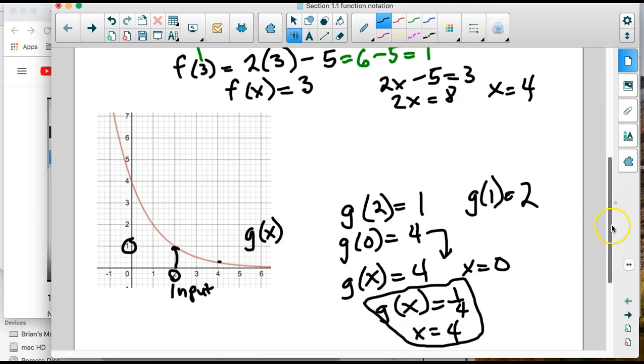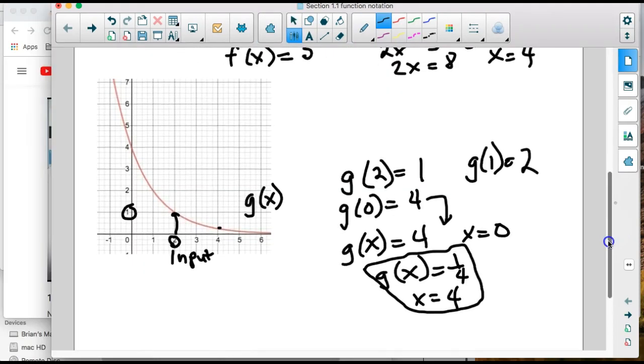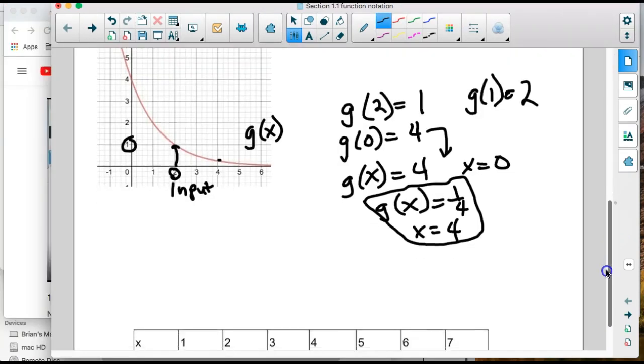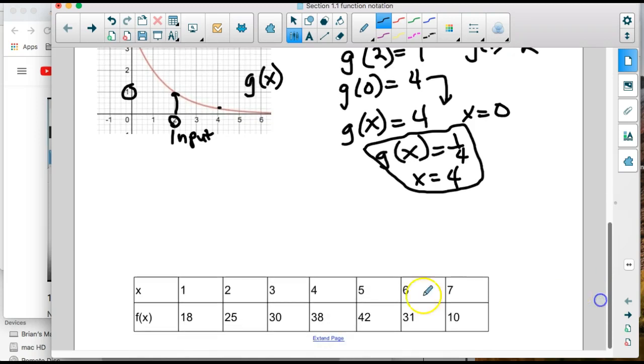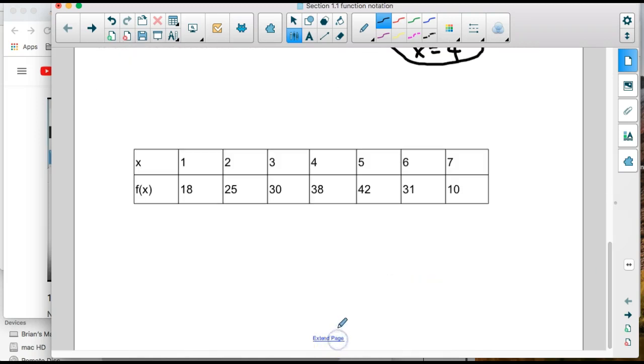Okay. The third type of evaluation that we're going to be doing is using a table. So in this one, we have a table of values with f of x. We can evaluate any f value from 1 to 7. So if I say f of 4, you would look here at 4 and find the value to be 38.